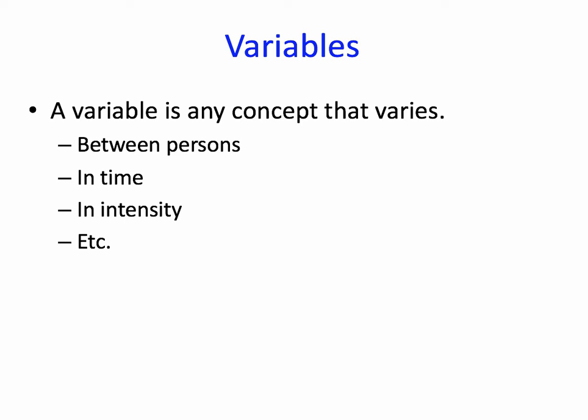Okay, so we have a variable. A variable is one thing that you're going to study. You can look at many variables to represent some overall concept that you're studying. This is so hard to explain. It takes time. It takes a lot of time.